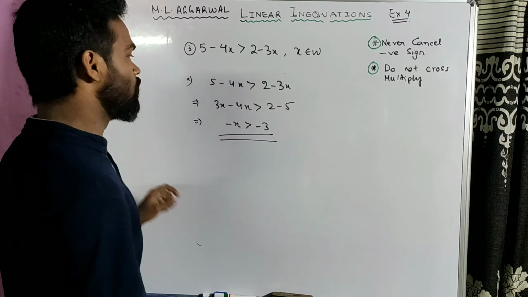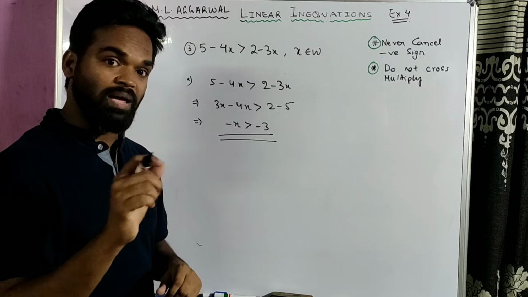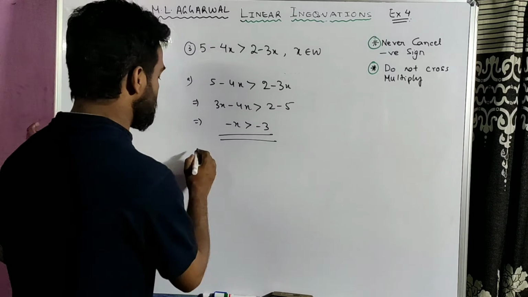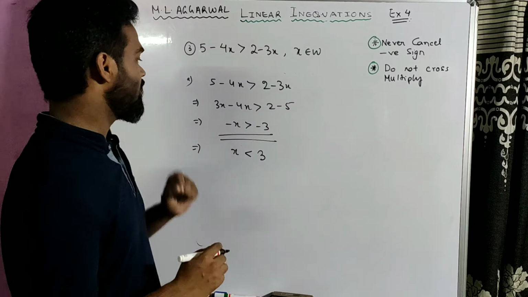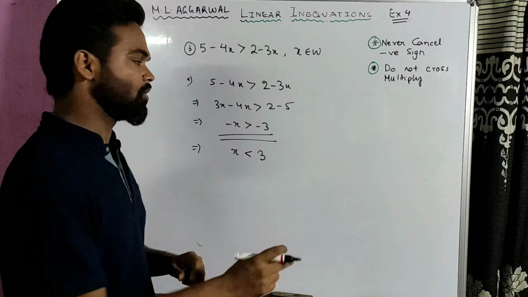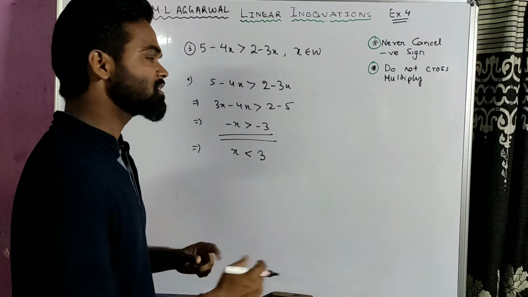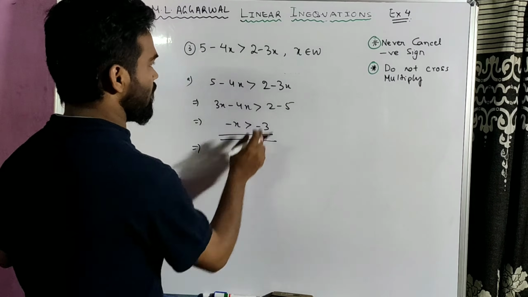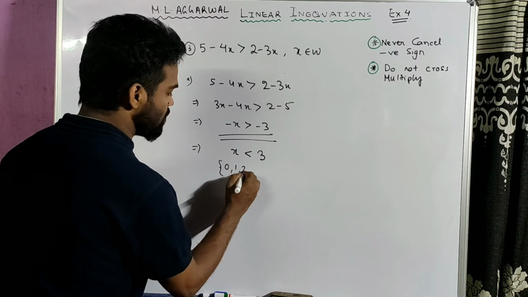Now I told you, you can never cancel negative sign. What we'll do, we'll multiply by -1 on both sides, and when you multiply by -1 on both sides, the inequality sign changes, and this becomes x less than 3, because -1 multiplied by -x gives you plus x. Similarly, -1 multiplied by -3 gives you plus 3. And we know our replacement set, so your solution set will be 0, 1, 2.